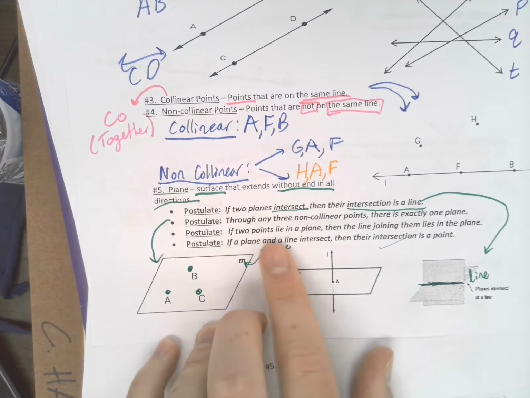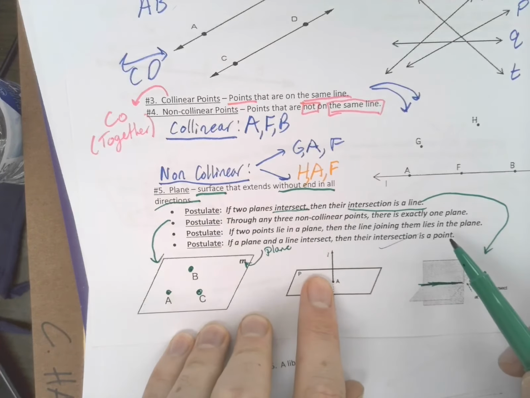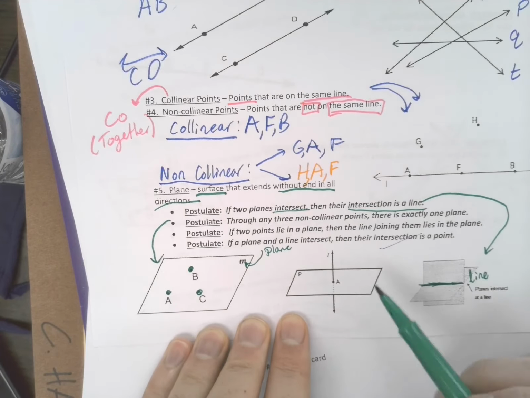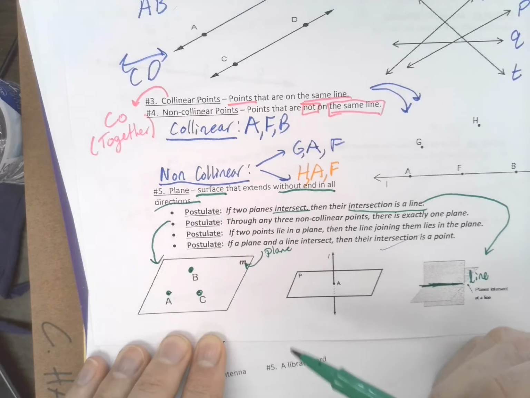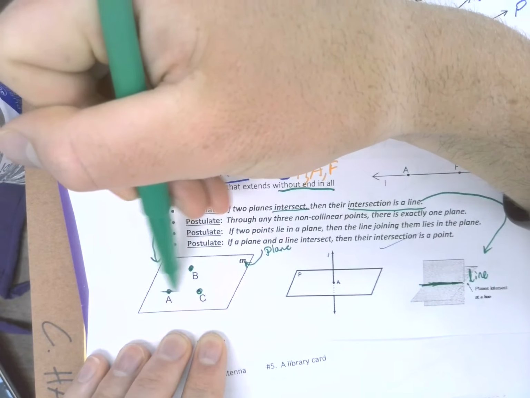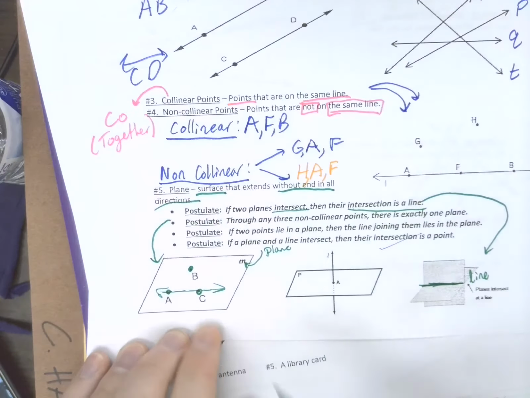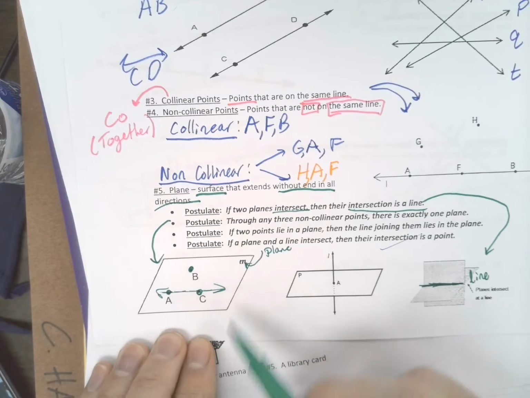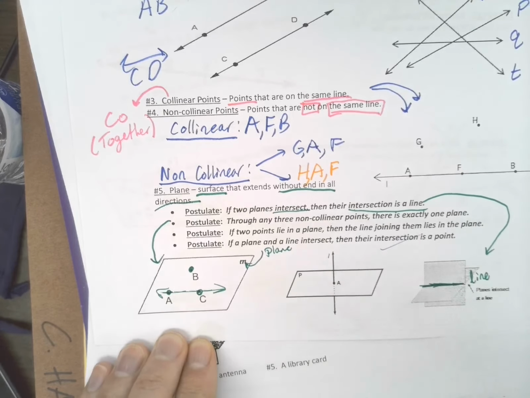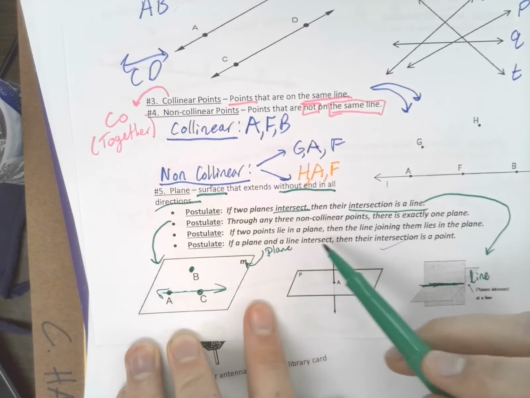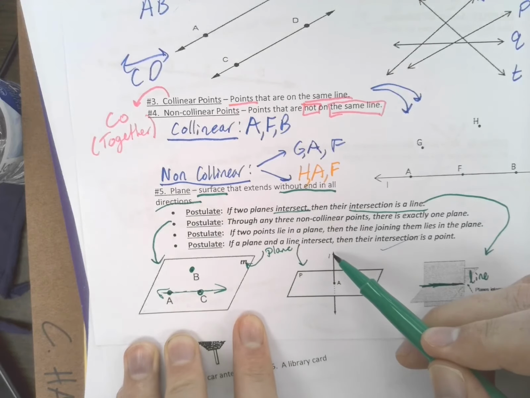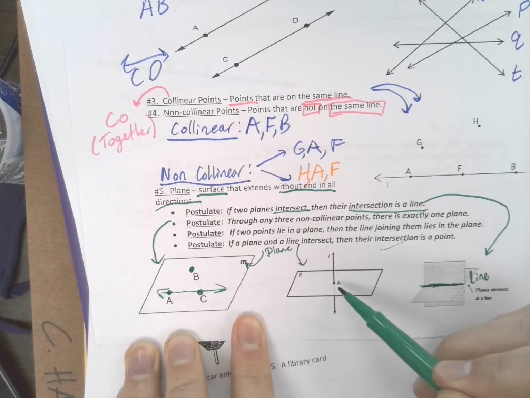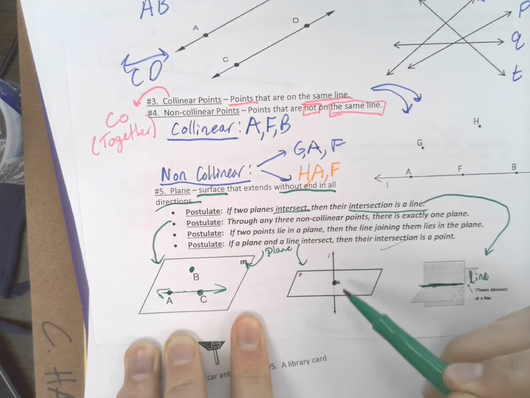How about this one? If 2 points lie in a plane, then the line joining them lies in the plane. So even though I said ABC are not collinear, you could say, oh, AC. These 2 points are in the plane, and so if they're in the plane, A and C are collinear. Last thing, if a plane and a line intersect, then their intersection is a point. There's only one point where this line intersects this plane, and they actually have it labeled right here for us, point A.